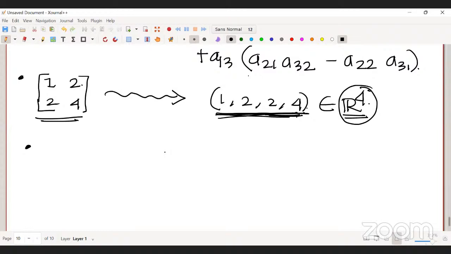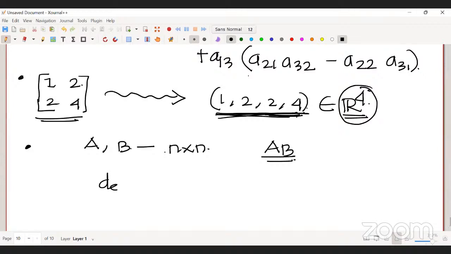So if I take two matrices A, B, I assume that both are square matrices, because only then can I talk about their determinant. So suppose both are square matrices of order n cross n. Since both are square matrices of order n cross n, I can multiply the two matrices and I'll get a matrix which I denote as AB.